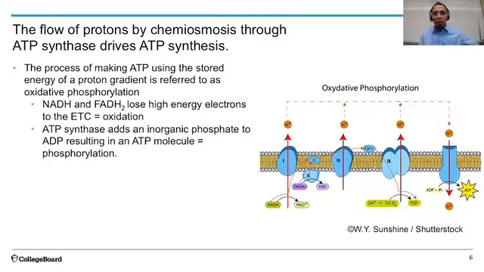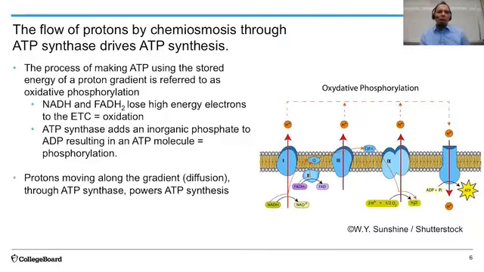Again, pause the video, jot down the terms you're not sure of, and ask your teacher, or again, draw the picture and draw it out. What happens is those protons move along the gradient through diffusion, through ATP synthase, and power ATP synthase. We've had oxidative phosphorylation, and now as those protons move along that gradient, they're going to diffuse through ATP synthase. They're all the way on the end, and as they diffuse through that synthase, they're going to allow for the production of ATP synthesis. And there's that arrow showing you which way those protons are going to move.